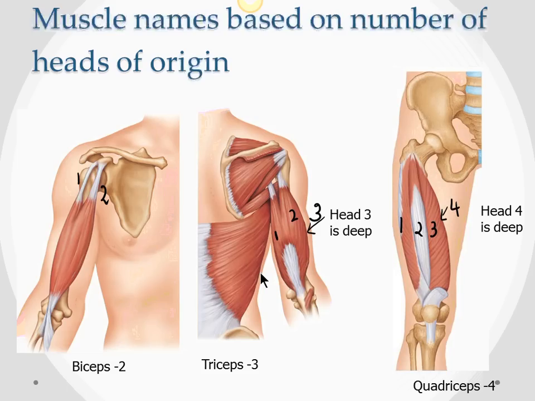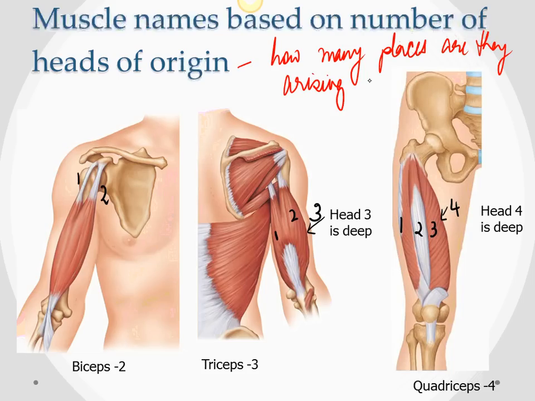Now here's one where we talk of muscles based on how many heads of origin. What do I mean by how many heads of origin? That means how many places they are arising from. Each place they arise from is known as a head. If you look at this picture, most muscles arise from one head and have one insertion. So we don't give it a name. We just call it based on something else.